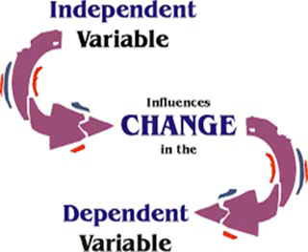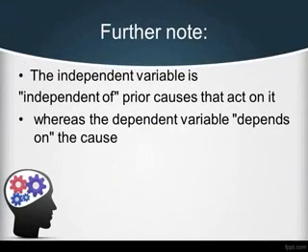The independent variable influences changes in the dependent variable. Further note, the independent variable is independent of prior causes that act on it. For example, if we're studying the effects of reading on acquiring vocabulary, in this case, reading is an independent variable because we are not going to study what affects reading, but how reading affects vocabulary acquisition. Whereas the dependent variable depends on the cause. Don't worry, if you still don't quite get it, we will see a few solved examples to make it more clear.